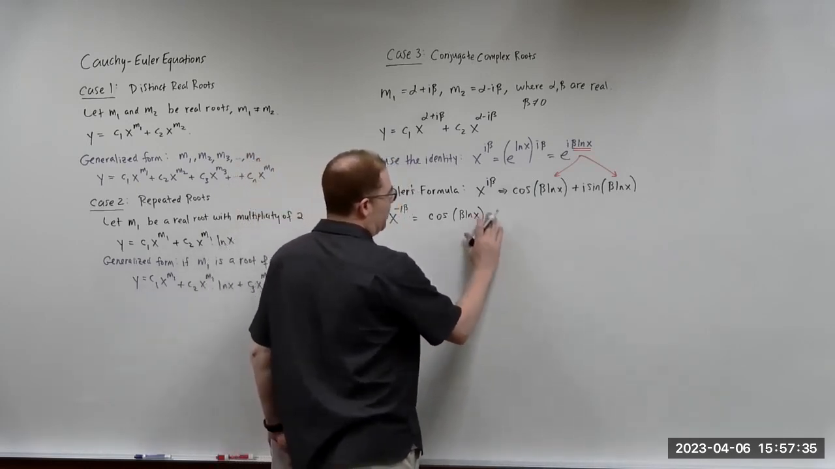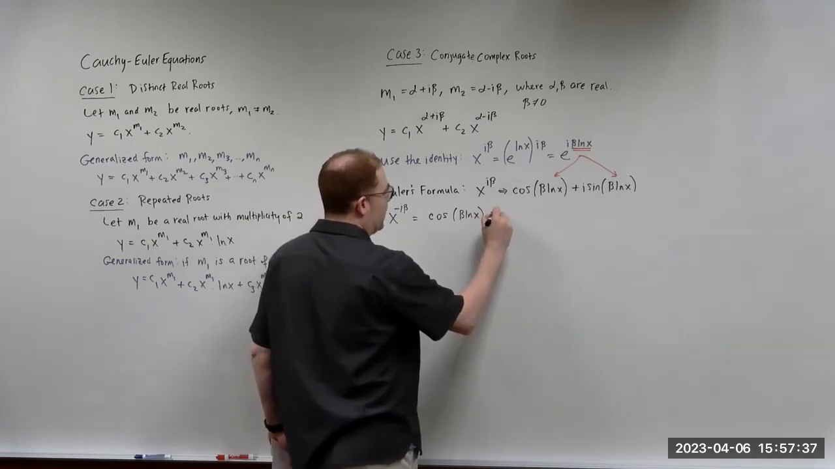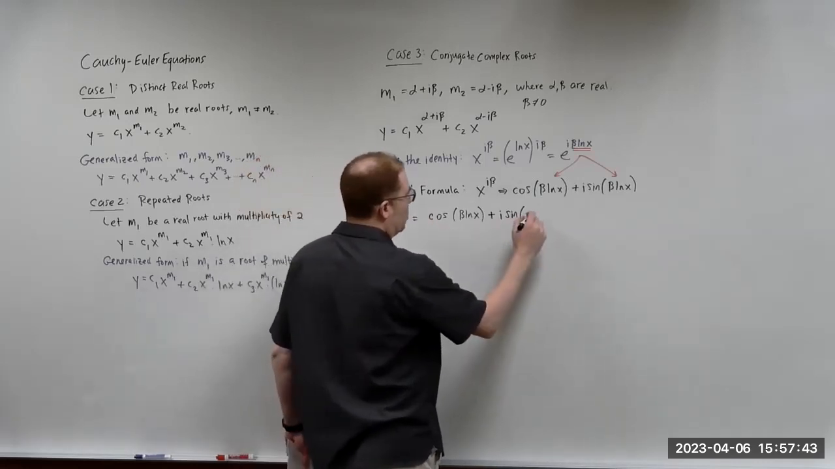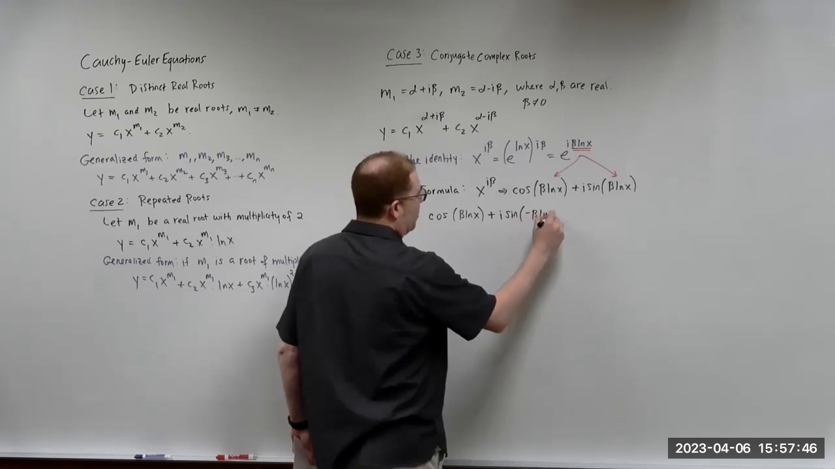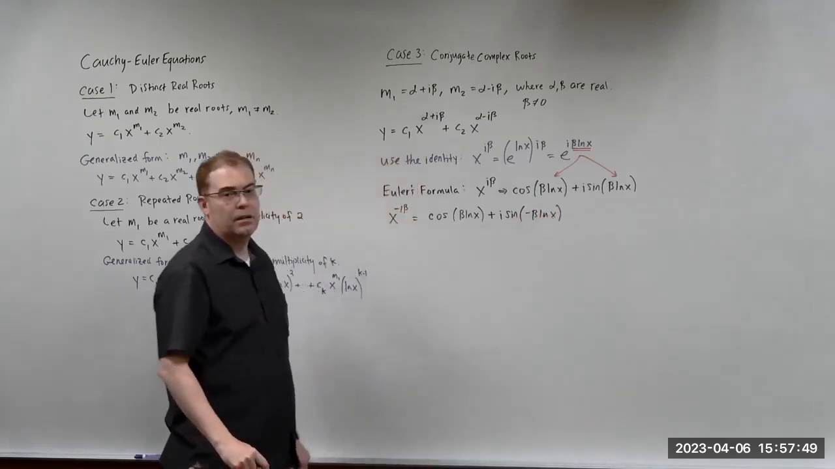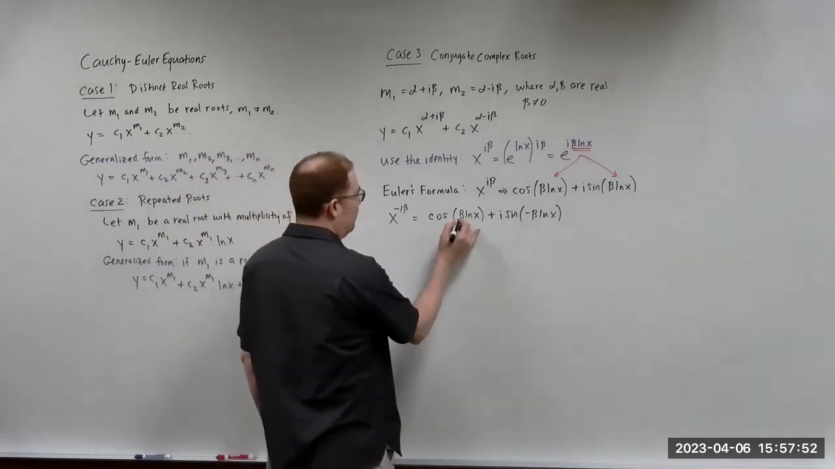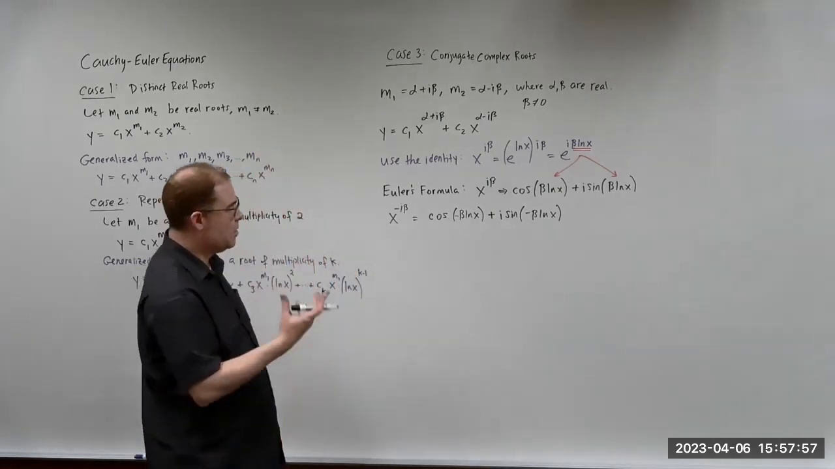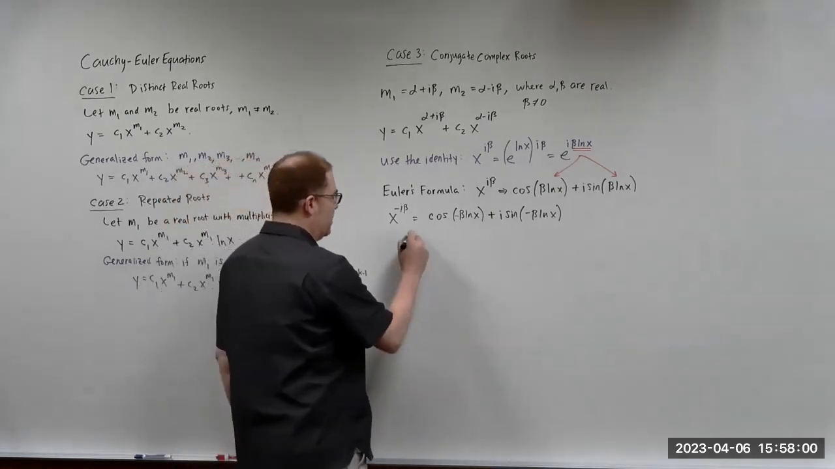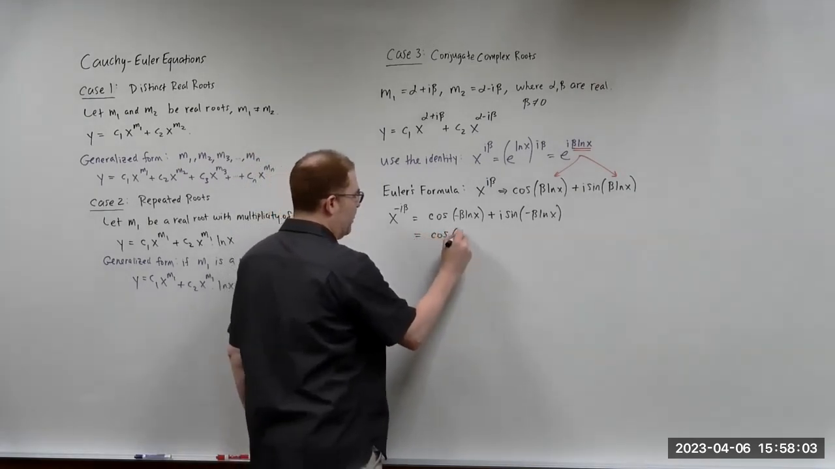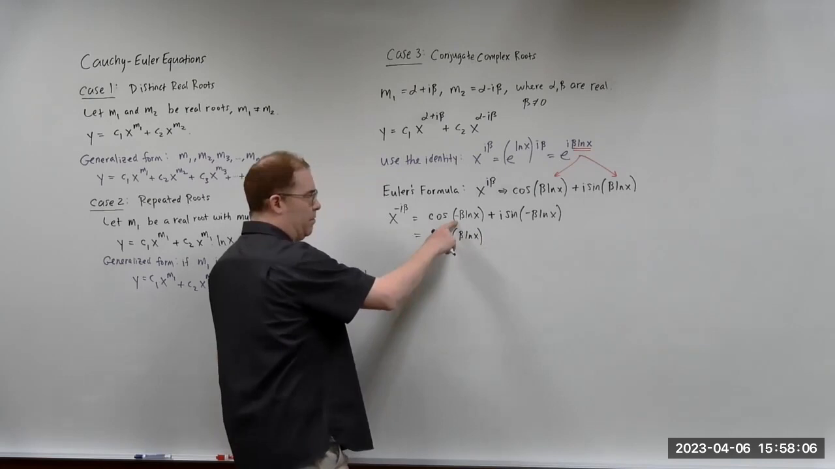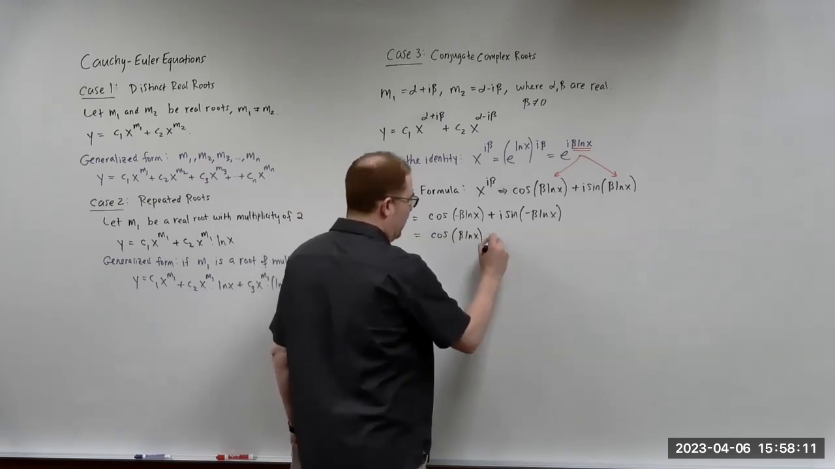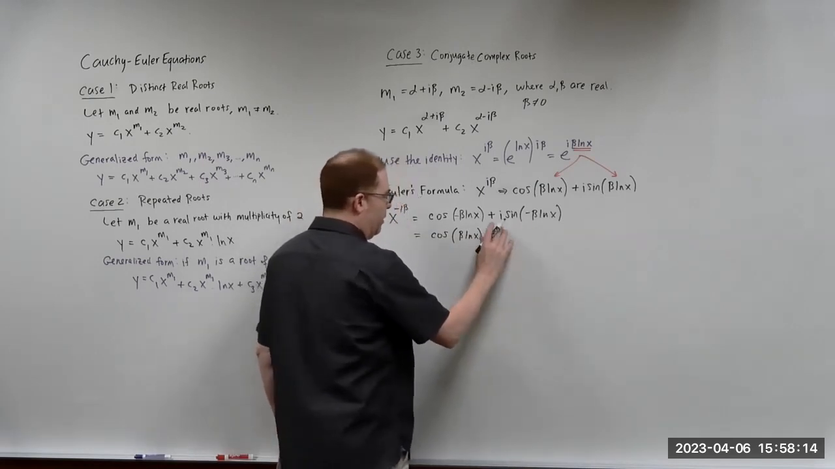The reason it's minus there is because if you have i plus i sine, this is negative here. So you're going to have minus beta times the natural log x. We know that sine is an odd function and cosine is even. So this is the same thing as cosine of beta natural log x, because cosine is even. Sine is odd, so we can put this negative in the front.